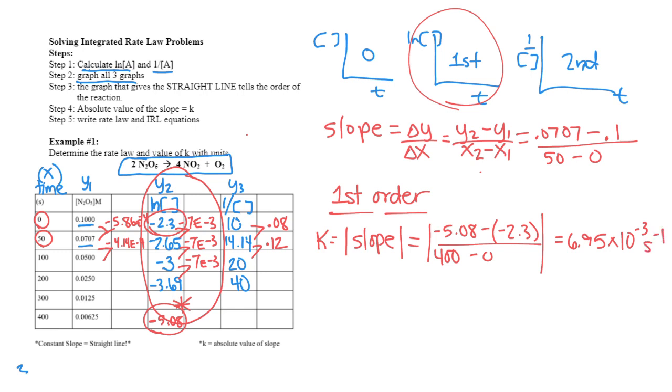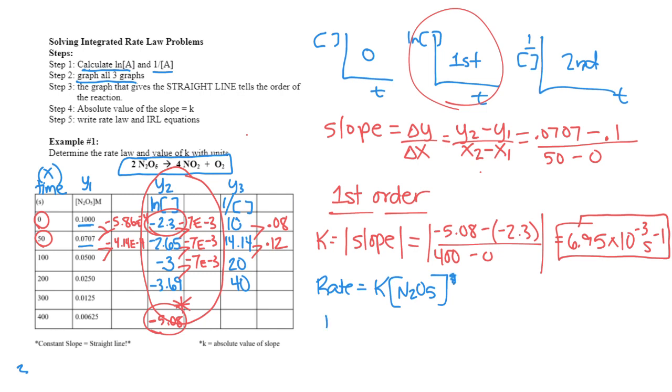And if it's first order, my units still apply. For my K value, it's 1 over seconds, or s to the negative 1. If I want to write out my rate law, my rate law equation is just going to be rate equals K times N2O5 to the first power because it's first order, but we don't have to write ones.